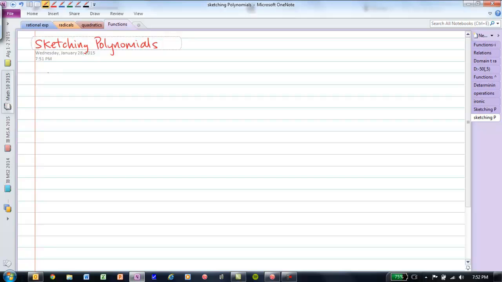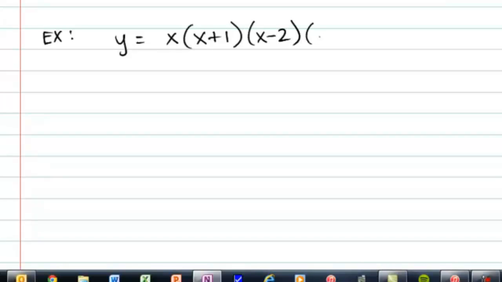But what we're going to learn about today are different polynomials and how to sketch them. So here's our first example. Y equals x times x plus 1, x minus 2, x plus 3. So the first question was determine the degree.